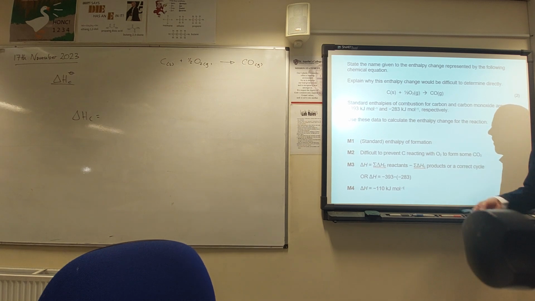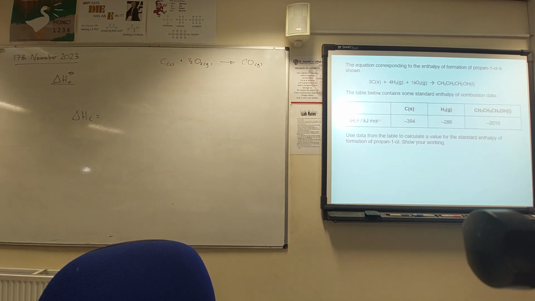To calculate delta H, well, it's delta HC data, delta enthalpy of combustion data, so it's reactants minus products, or a correct cycle, which gives us minus 110. Okay? One more? Or 2 more even. I can't remember how many examples I've got. There are several.